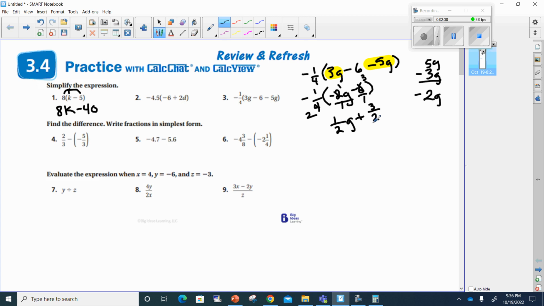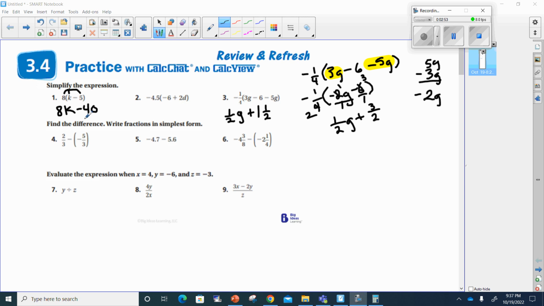I cannot combine these like terms. So my answer, I believe, is going to be 1/2 g plus 3/2. 3/2 can be turned into 1 and 1/2 when I turn that improper fraction into a mixed number.